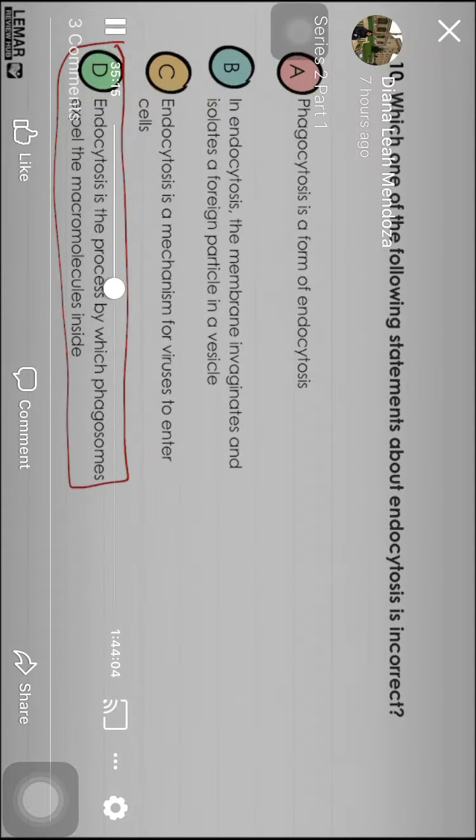We have your macrophages and segmenters or segmented neutrophils that are considered as the most important phagocytic cells. So remember, in endocytosis, the cell membrane invaginates and forms vesicles to isolate foreign particles. And endocytosis is the mechanism for viruses to enter cells. For number 10, the answer, exception po ang letter D. Exception po or incorrect po ang letter D.